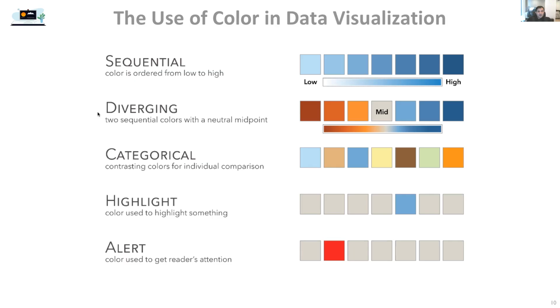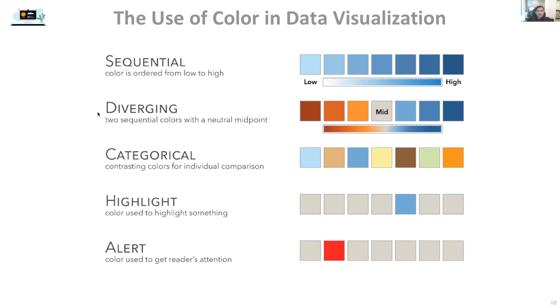The diverging color scheme encodes a quantitative value, but it has a neutral midpoint. The midpoint could be 0, for example, in case of a company's profit. We could lose money or we could make money. So profit can be positive, encoded in blue, with darker blue showing higher profit, and profit can be negative, encoded in orange, with the darker orange showing a bigger loss.